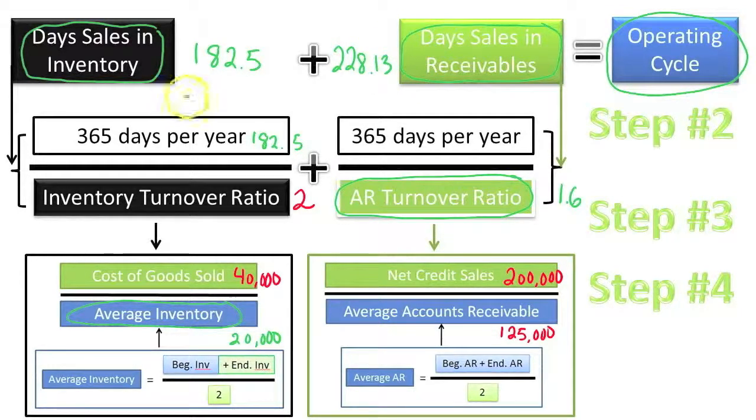Now we know our days sales in inventory, we know our days sales in receivables. You add those two and you get an operating cycle that takes 410.63 days. That is a very long operating cycle. We now have enough information to go back and answer the requirement 2 questions that our nephew posed to us.